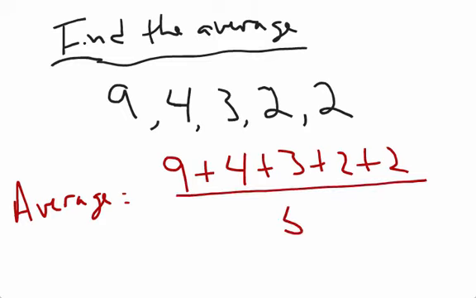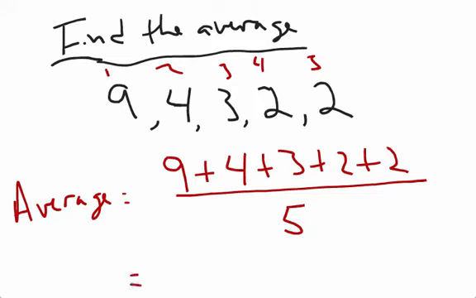And then after we add the 5, we're going to divide by the number of numbers that I added together. In this case, there was 1, 2, 3, 4, 5. There was 5 numbers in our set. That's why we are dividing by 5.